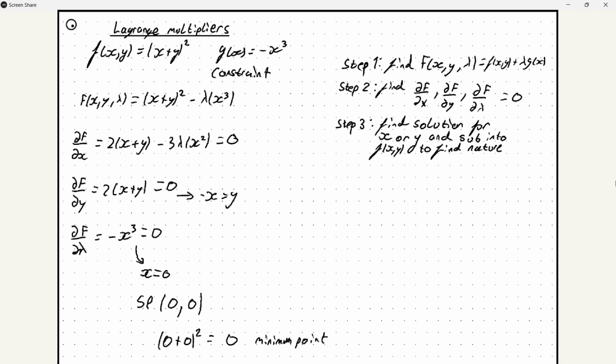Now, the reason this would be a minimum point is because I would think of this graphically. X plus y squared is sort of like a 3D parabola. So it goes like this, something like that. It's not exactly like that, but as you can see, there is going to be a bottom point here, and that is where we have x and y equal to 0.